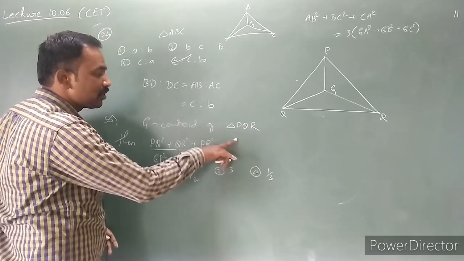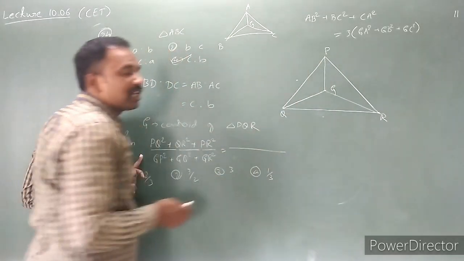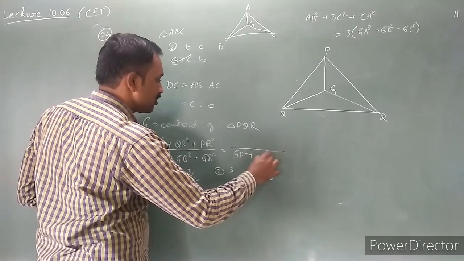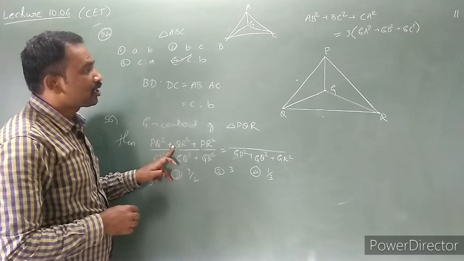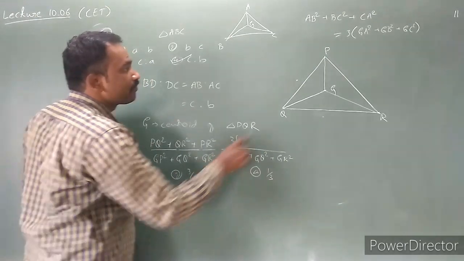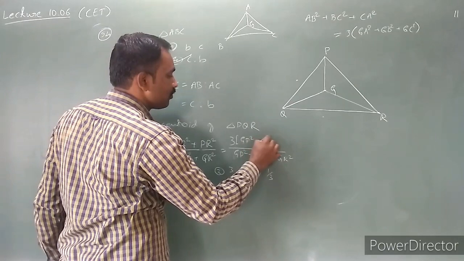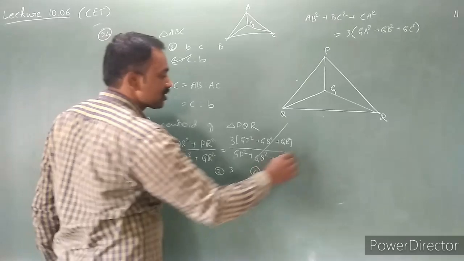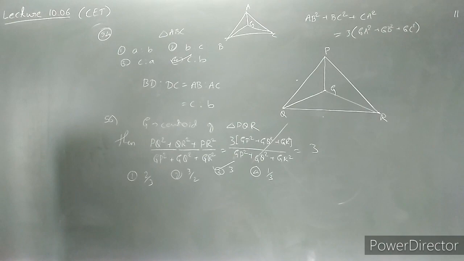How do we rewrite? The given expression can be written with the help of the centroid. The numerator PQ square plus QR square plus PR square can be written as 3 times of GP square plus GQ square plus GR square. The denominator is GP square plus GQ square plus GR square. So this term gets cancelled. What is that? 3 finally. Hence 3 is the required answer.